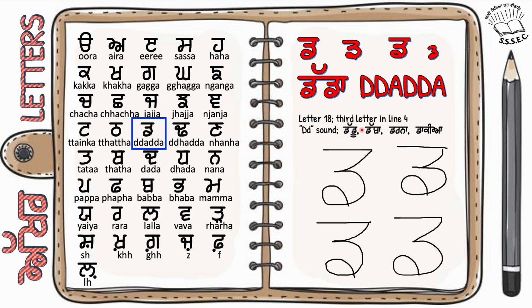Daddu. Dabba. Dabba is a box. Darna. Darna is to be scared or to be frightened. And dakya. Dakya is a postman.